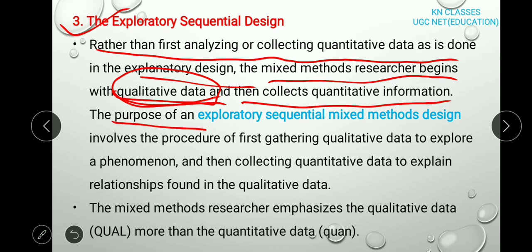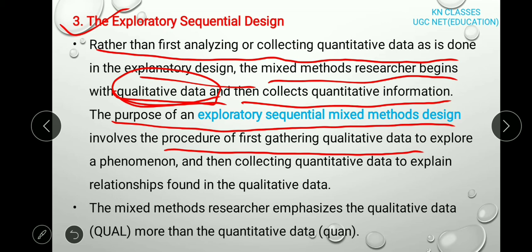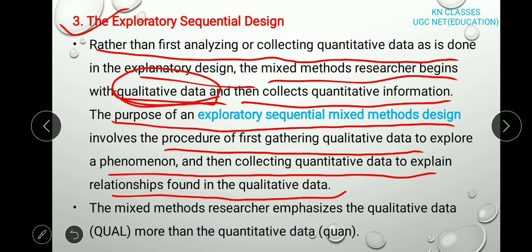The main purpose of an exploratory sequential mixed method design involves the procedure of first gathering qualitative data to explore a phenomenon, and then collecting quantitative data to explain relationships found in the qualitative data. The main purpose is to collect the qualitative data first, and then quantitative data. The major emphasis here is on qualitative data, not on quantitative data. But in explanatory design, the main emphasis is on quantitative data.